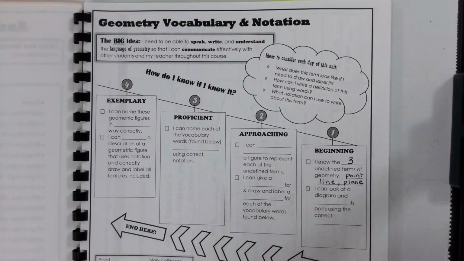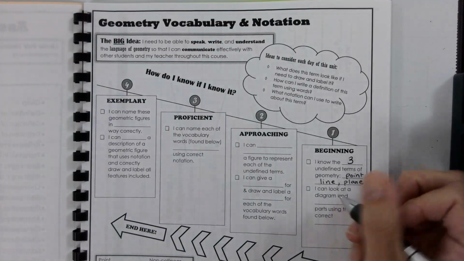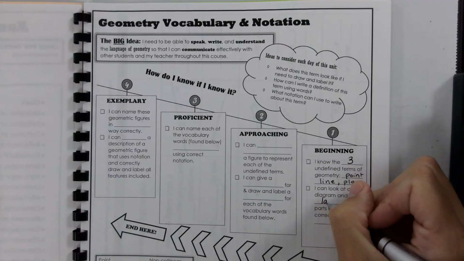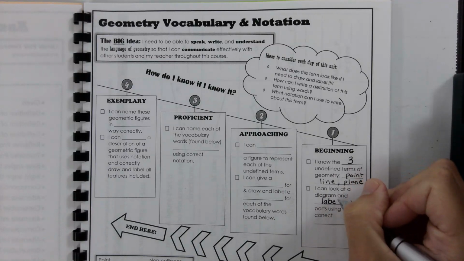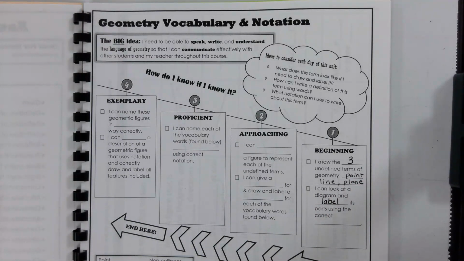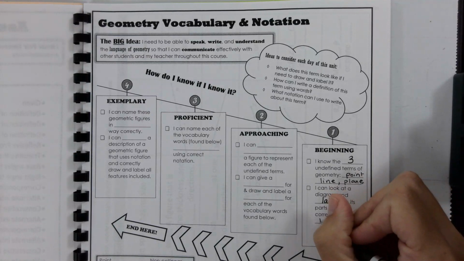So the second part of level 1 is that not only you will know what the terms are, but you can label the part using the correct notation.